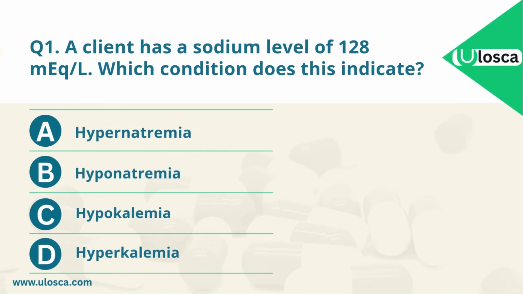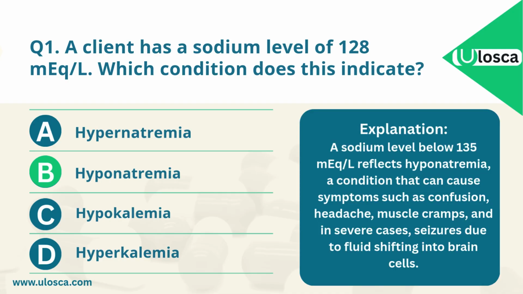The correct answer is B. Hyponatremia. Explanation. A sodium level below 135 milliequivalents per liter reflects hyponatremia, a condition that can cause symptoms such as confusion, headache, muscle cramps, and in severe cases, seizures due to fluid shifting into brain cells.